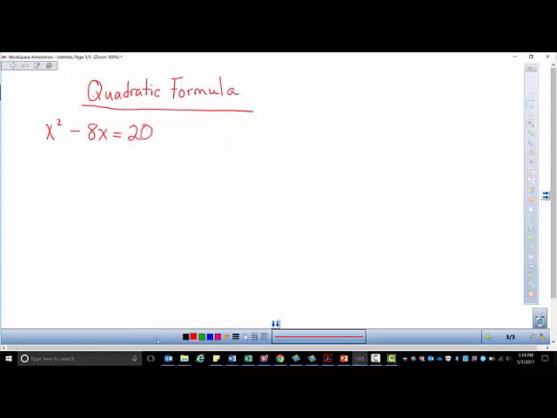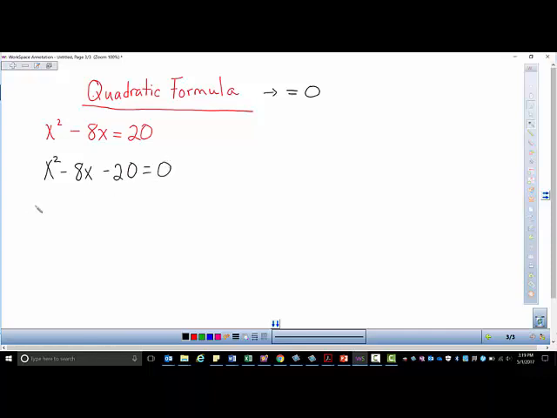So the first problem I gave you is x squared minus 8x equals 20. Well, first thing you do is you must set it equal to 0. So it has to equal 0 to start with. So x squared minus 8x minus 20 equals 0, because we're finding the zeros, or the roots, or the solutions.